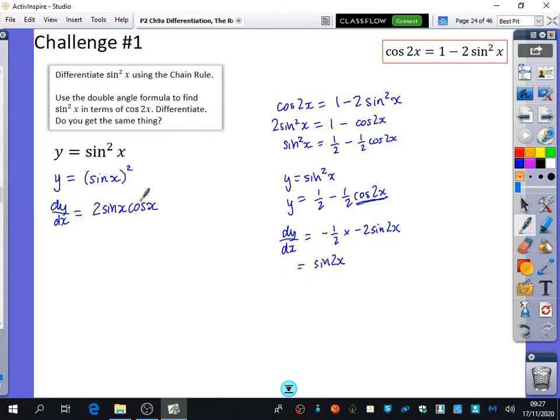Is this the same as this? Yes. Why? This is a double angle formula. We could have said here that this is sine 2x. And we've got the same result over here, that this is sine 2x. So I think some people were getting really confused with how to differentiate this and making this a bit more complicated than it needed to be.